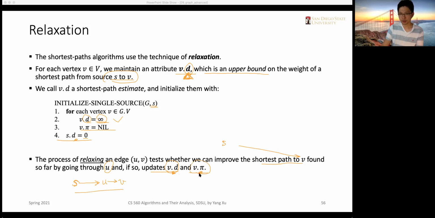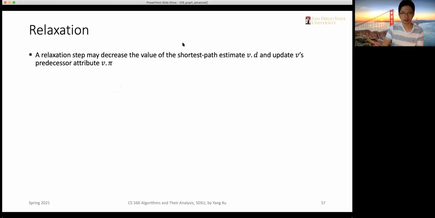Do you know which vertex v dot pi should point to? It should exactly be the predecessor, or the parent vertex U. Okay, so let's look at the pseudocode. So you see, it's a very simple procedure.